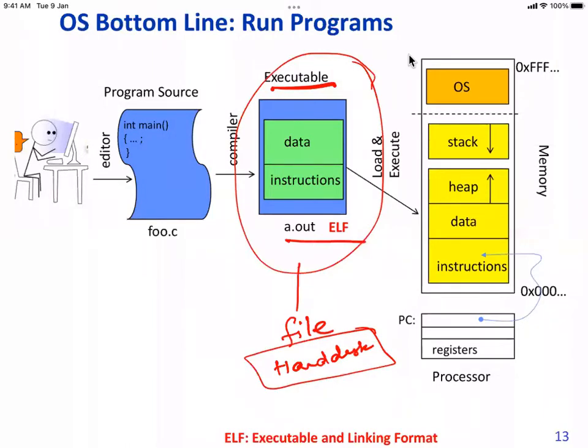Okay, and then this executable file has to be brought into main memory for execution, then it becomes a process. Or we call it a process image. And that's what it is. This is a process image. Of course, the address space will include part of the OS.